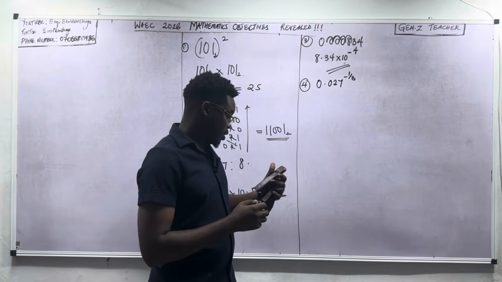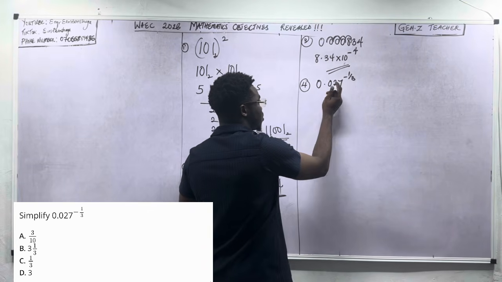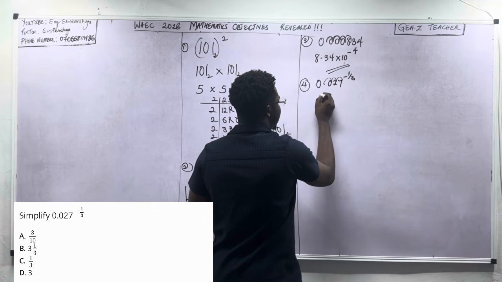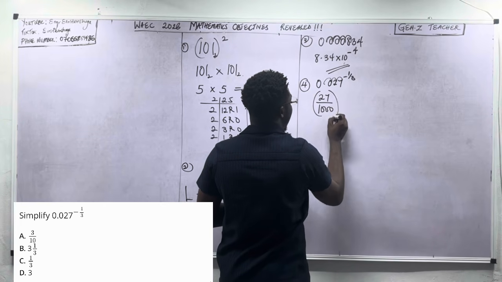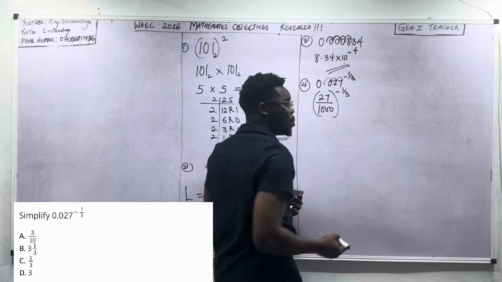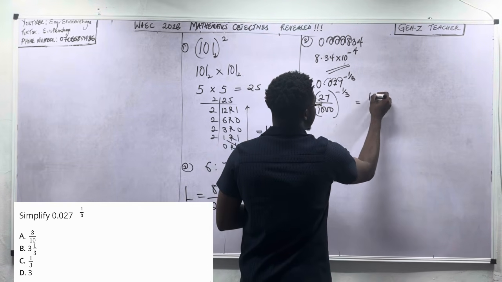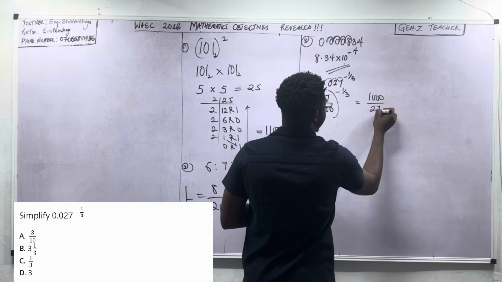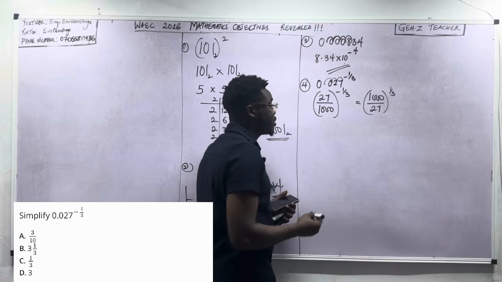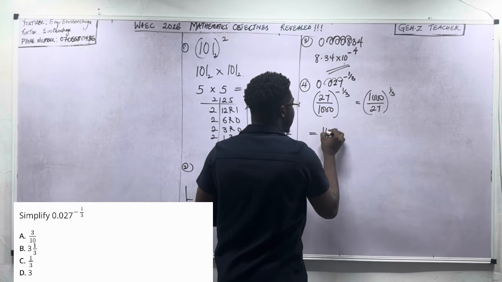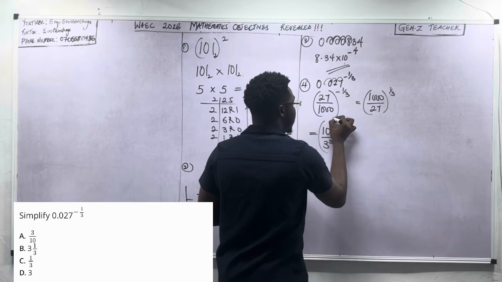Question number 4 says, simplify this decimal. Quickly, let's convert this to a fraction. We have 1, 2, 3. That is 27 divided by 1,000 all raised to the power of -1/3. You're going to apply the laws of indices. Because you have a negative power here, we can swap the fraction to be 1,000 over 27 all raised to the power 1/3. Then express the numbers in index form. Now 1,000 also means 10 to the power of 3, and 27 means 3 to the power of 3, all raised to the power 1/3.